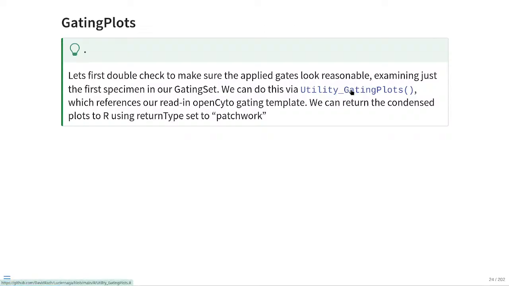The first function we're going to use is the utility_gatingplots function, which relies on the OpenCyto template that we have already read in to dictate additional plots that are created and then assembled into a single view. These can be returned as a PDF, but they can also be returned to R directly by setting the return type argument to either patchwork or PDF.